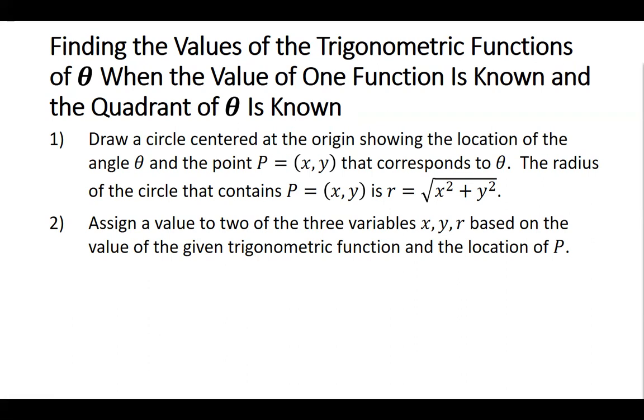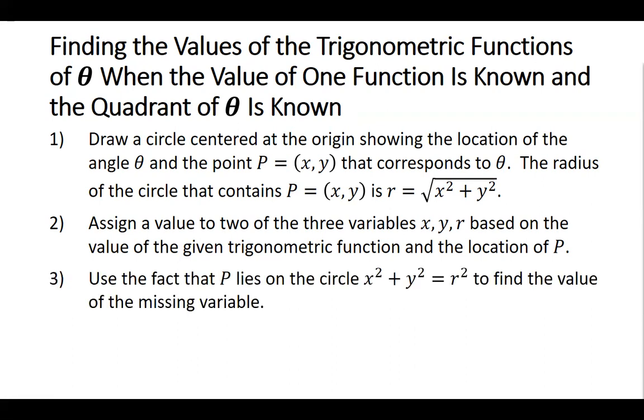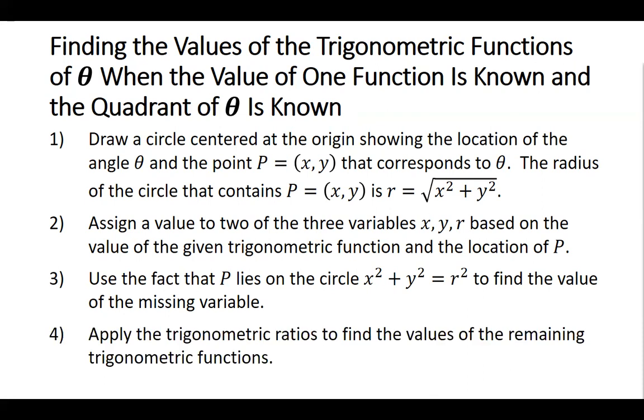So assign a value to two of the three variables, X, Y, R, based on the value of the given trigonometric function and the location of P. Use the fact that P lies on the circle X squared plus Y squared equals R squared to find the value of the missing variable. So like I said, use Pythagorean theorem and solve for whichever variable you're missing. Then apply the trigonometric ratios to find the values of the remaining trigonometric functions. So let's go through an example of this.